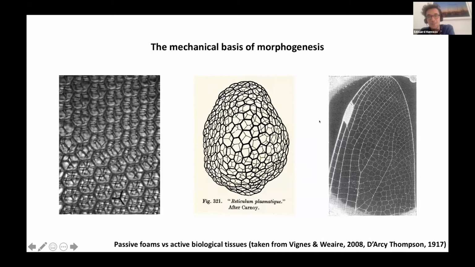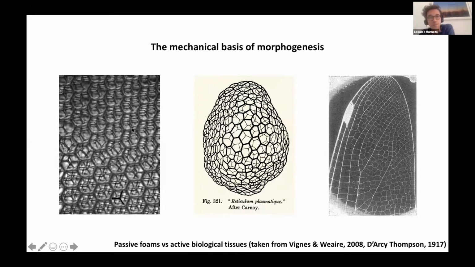So here in the slides you might recognize pictures from a classical book by D'Arcy Thompson on growth and form that's already a century old now, and which was one of the first to notice the striking similarity between tissue organization and some passive physical systems such as foams here. And this is a beautiful book.